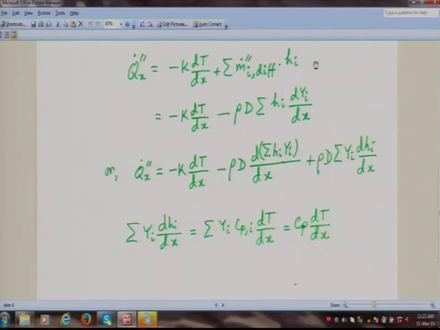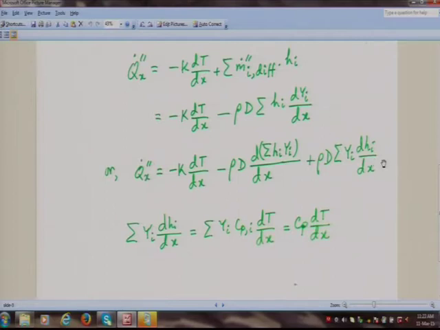Up to this you had seen, and then now I go to the next line. What have I done now between the first and the second line? We have used Fick's law. So, the diffusional mass flux has been written as minus rho d, rho is the density of the mixture, into dyi dx. So, that is the first step, that is the second line.